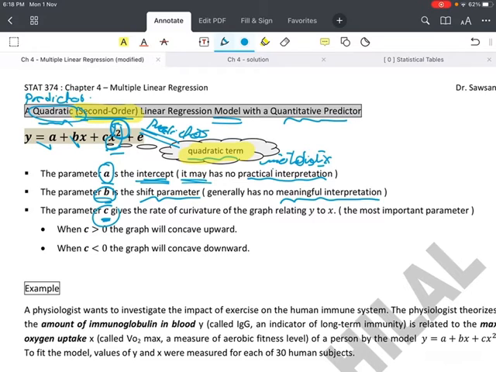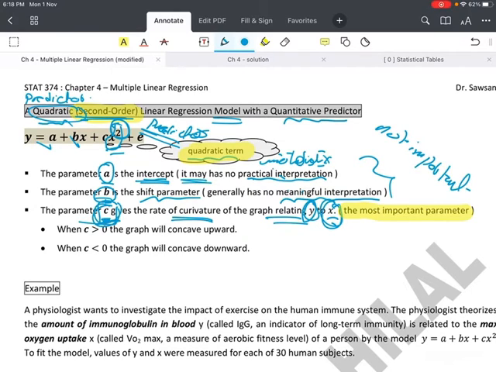Then C gives the rate of curvature of the graph relating y to x. C is the most important parameter. When we say A and B, there is no interpretation and they are not important. But C is the most important parameter.